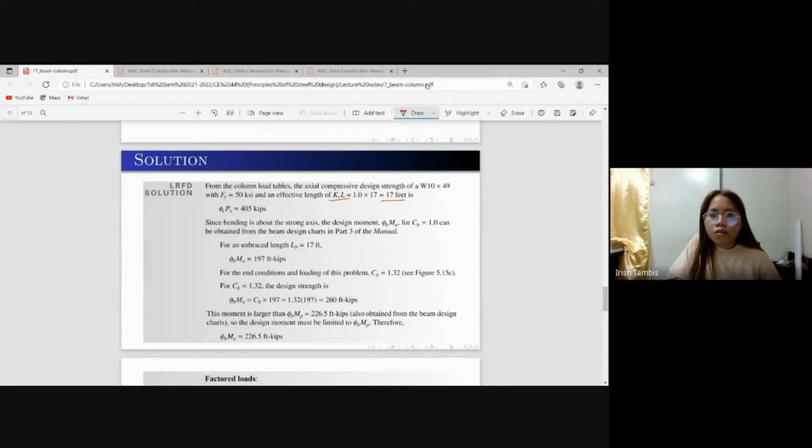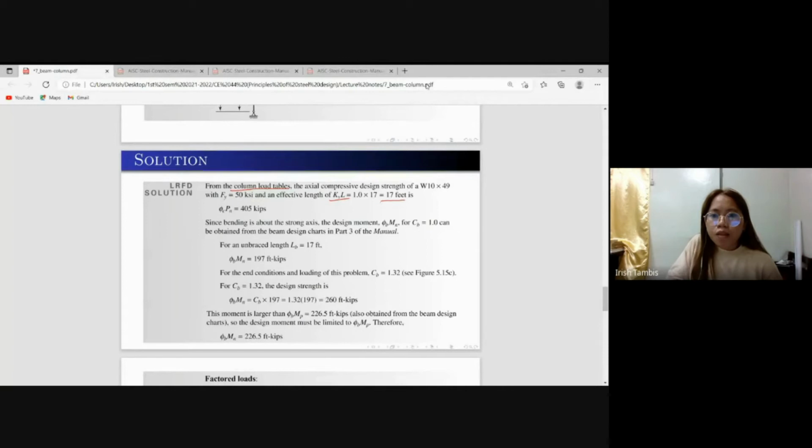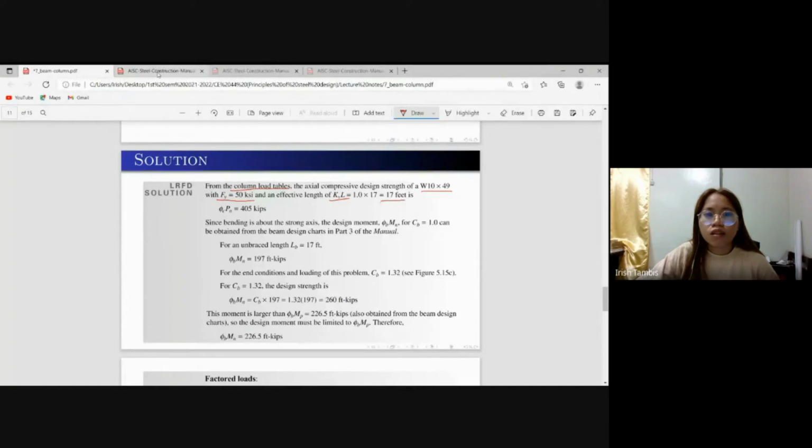And from the column load tables, this is from the AISC tables, this W10 by 49 and Fy 50 KSI. So, tanaw na to ni siya sa table. Actually, na-discuss naman ni siya na ako sa atong previous on how to determine this P sub C, or this resistance factor times the nominal strength sa table. We try to see in the table. This is column load tables.